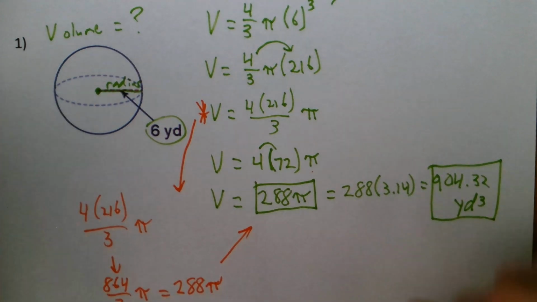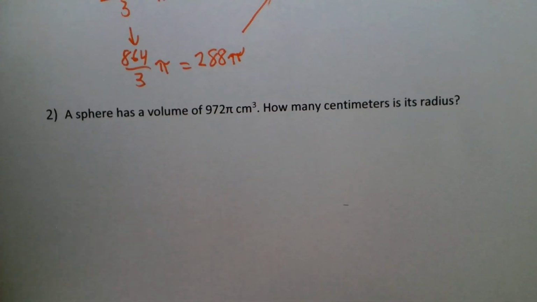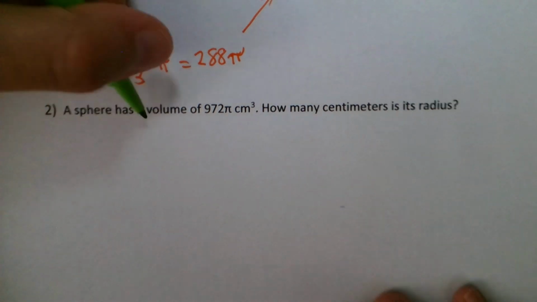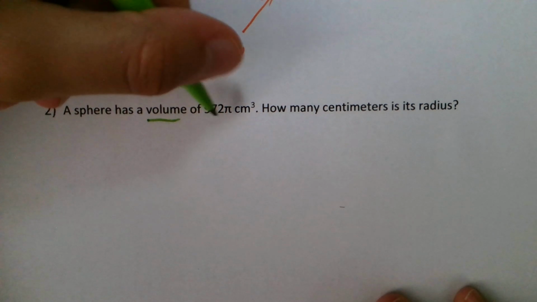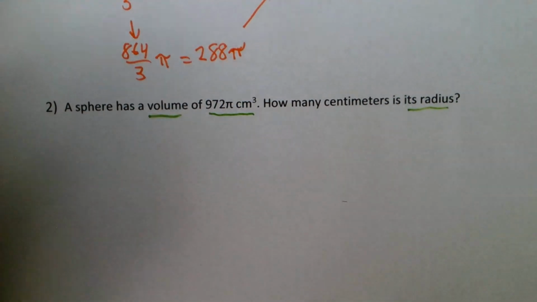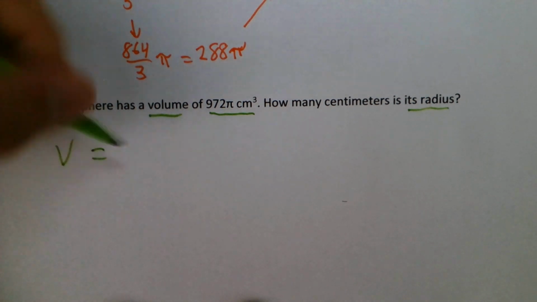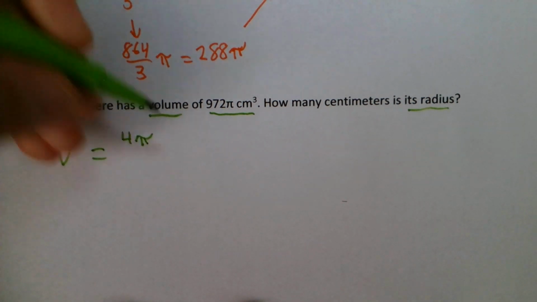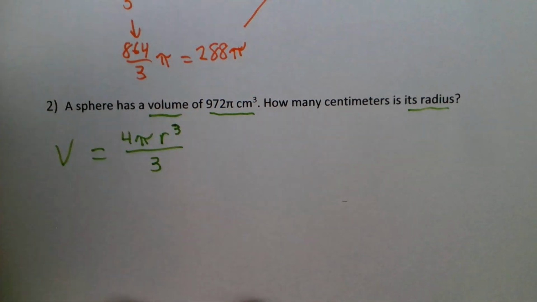Now, a couple of questions on the volume of sphere assignments might ask you to work backwards. So something like this. Question number 2. A sphere has a volume of 972 pi centimeters cubed. How many centimeters is its radius? Okay, so this time we will use this version of the volume formula to help us answer this question. 4 pi r cubed over 3.